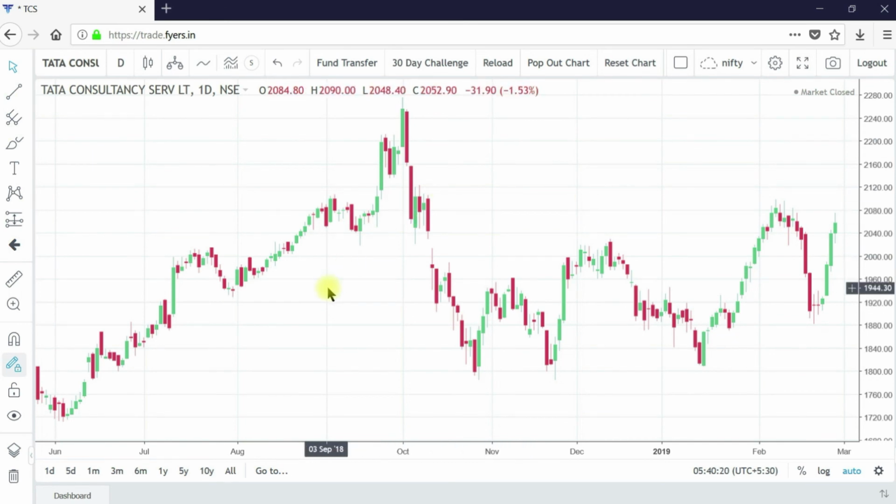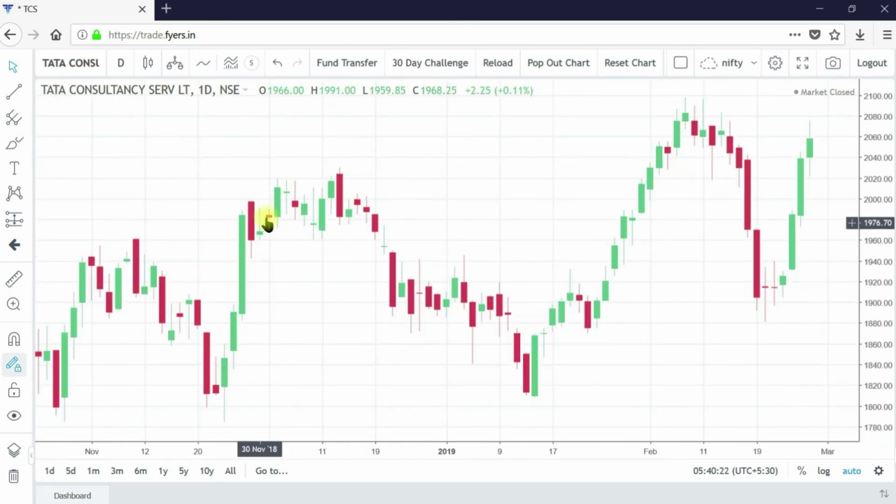If we zoom in, each candle shows the particular day trading. As this is green, this is a bullish candle. The lower part of the body is open and the upper part of the body is closed. In the same way, as this candle is in red color, this is a bearish candle. Its open is the upper part of the body and its close is the lower part of the body.